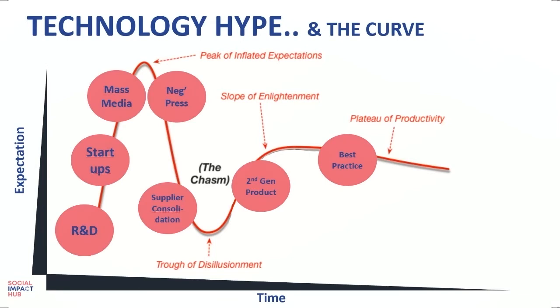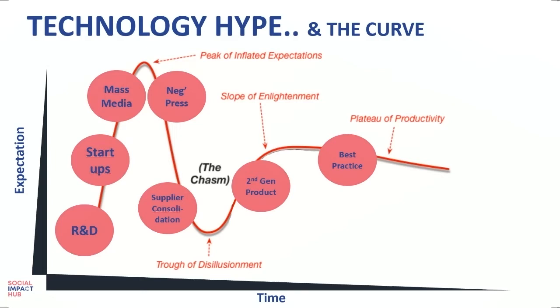But let's just map this to some of the use cases along the curve. So for example, if we start on the far left-hand side, the early adopters of new technologies tend to be research and development, startup, which is when mass media starts to get visibility of this technology and the hype starts to build. And then after people start to have a bit of time to test and try and look under the hood, that's when the negative press starts to appear and the disillusionment starts to set in and the chasm starts to trough out.